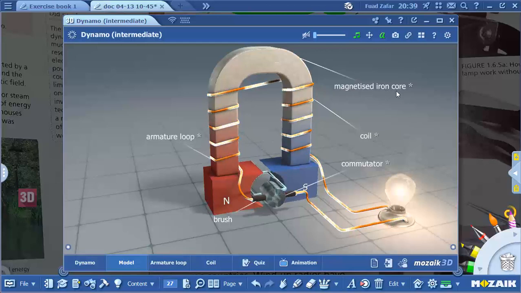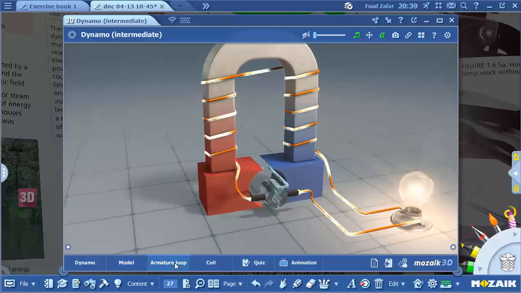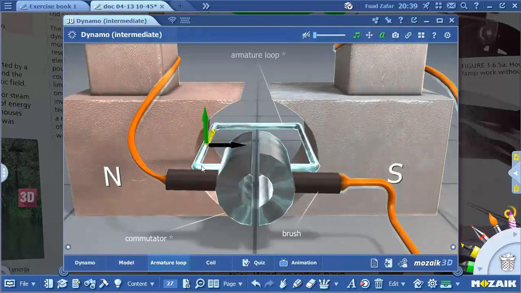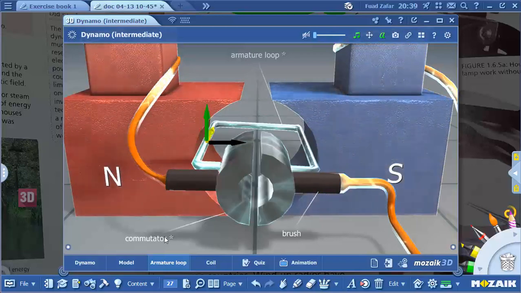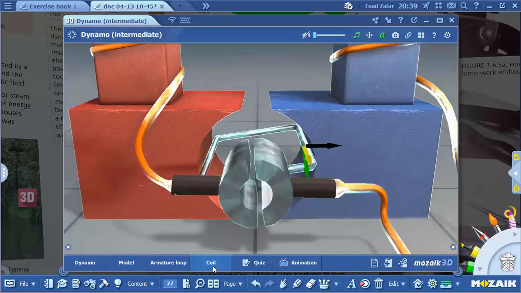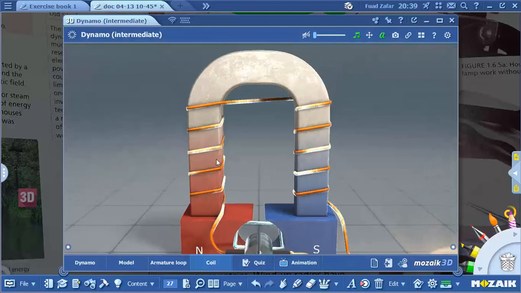It has a magnet, iron core, coil, commutator, brush and armature loop. This is an armature loop. You can see here how it works. You have two magnets, north pole and south pole, and a coil. This is a coil.